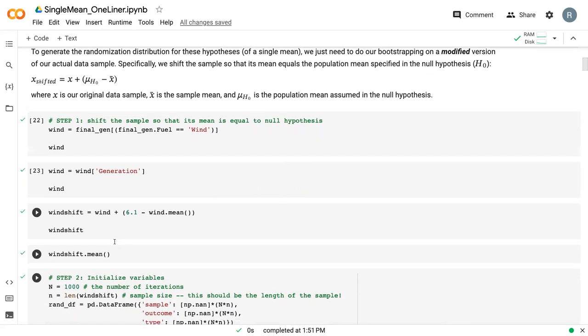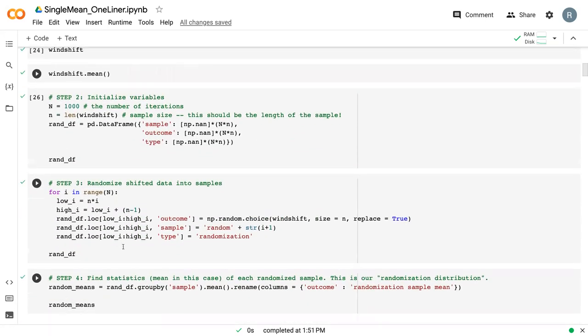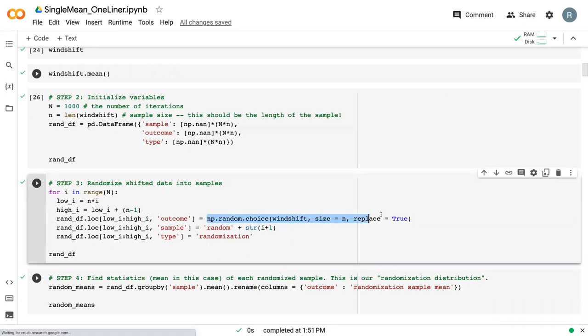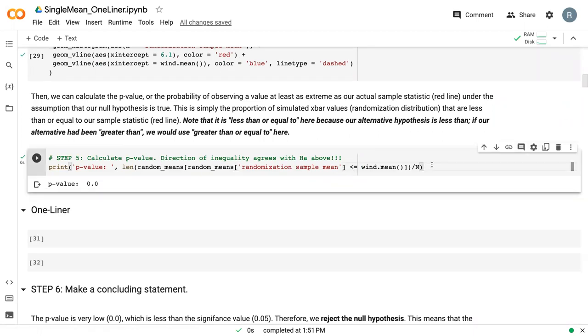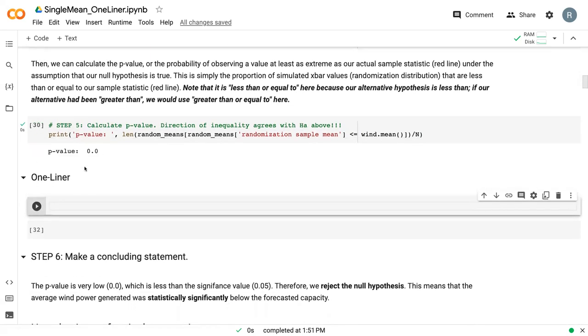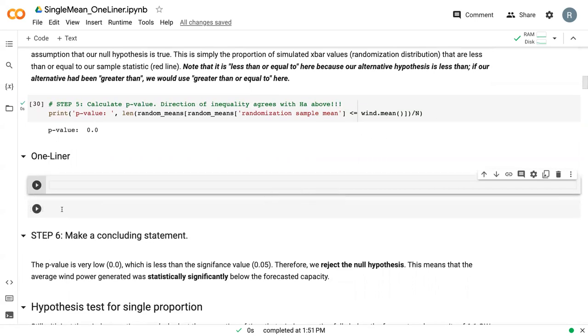In the previous lesson, we went through these steps. We shifted the data, we initialized the variable, and we implemented this random choice function where we set replace equal to true and focused on the shifted data. Then eventually we calculated the p-value as the proportion of data that was less than our original mean. And we got a p-value of 0, which leads us to reject the null hypothesis in favor of the alternative that the average wind was less than the capacity.